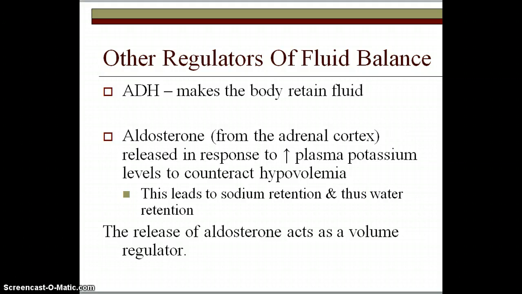Our aldosterone then is made on the top of the kidney in the adrenal, and it is released in response to the increased plasma potassium. That leads to sodium and water retention. That leads to weight gain, edema, and sometimes that can be good if you're really dehydrated or not. So when we have the antidiuretic hormone and the aldosterone working together, they help regulate the volume of fluid that you have in your body.